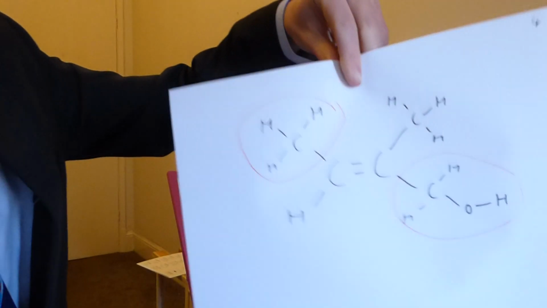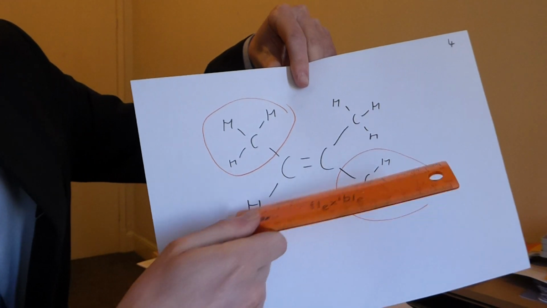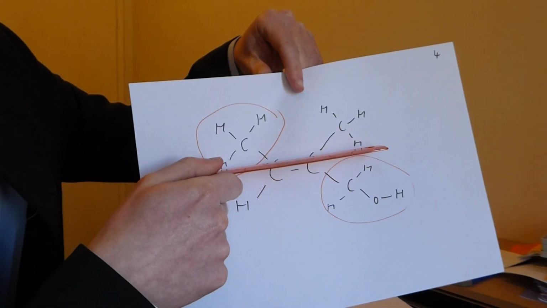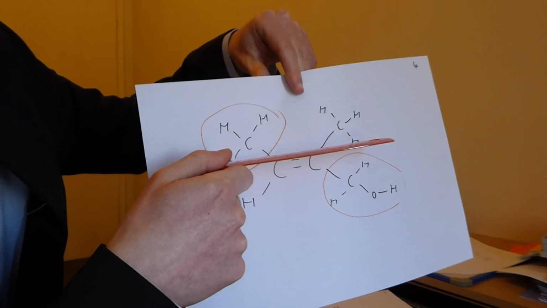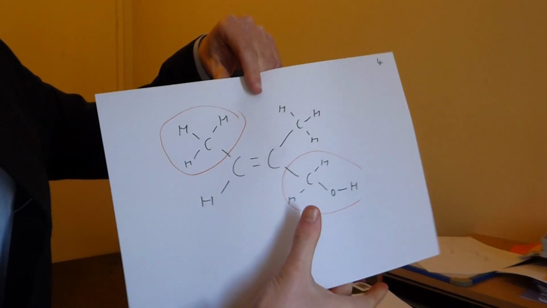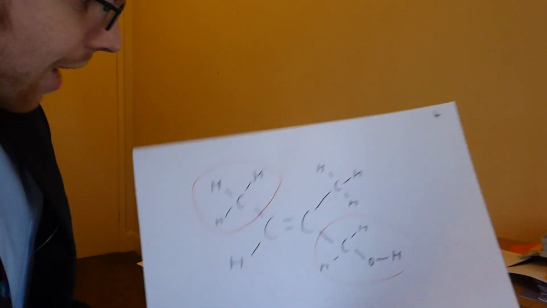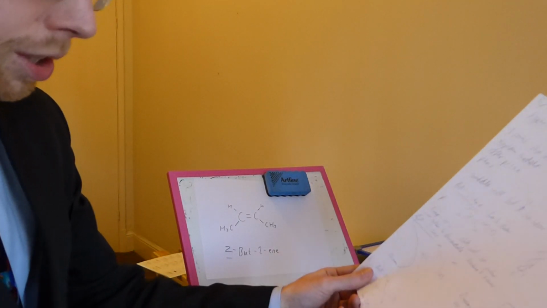So I've got those 2, it's useful to circle them. Put my ruler across the middle this time. Now, are they both on the same side, or are they on different sides? They're on different, so that must be an E isomer. Okay? I'm not going to bother trying to name that one, but that is how we use those rules to decide on which isomer it is.